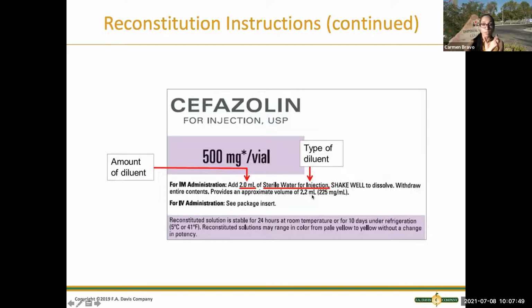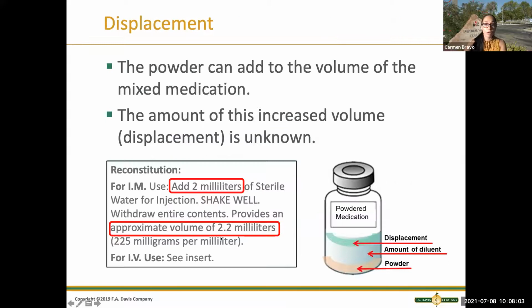Once it's been diluted, it's going to be equivalent to 225 milligrams per ml. So that's what it's going to come up to. Okay. And that's one sample. And normally we call the displacement, when you saw that, once you have added the diluent and it comes up to this, it gives you a dosage strength.